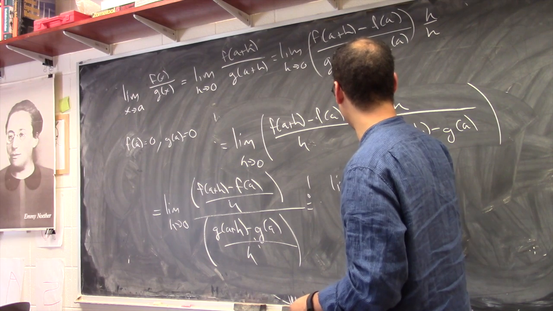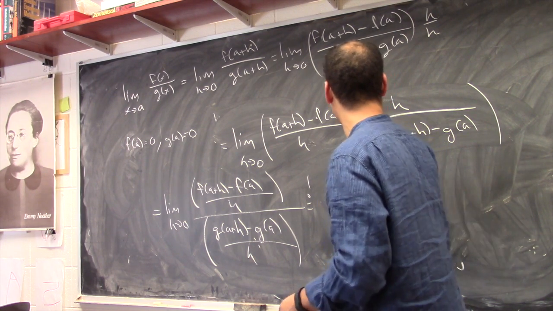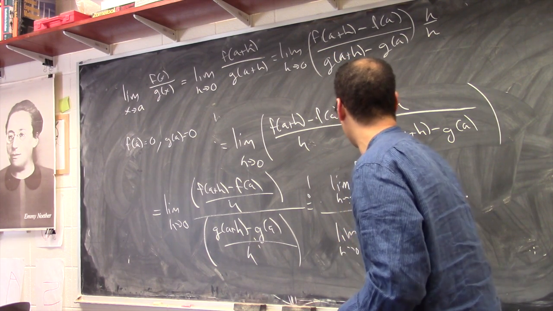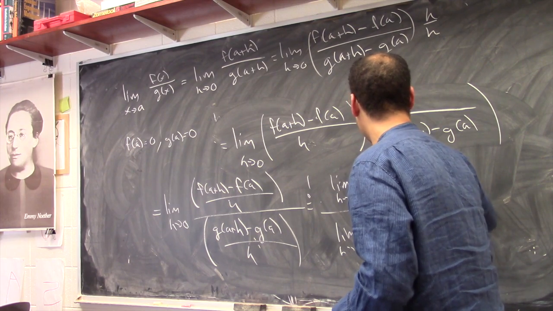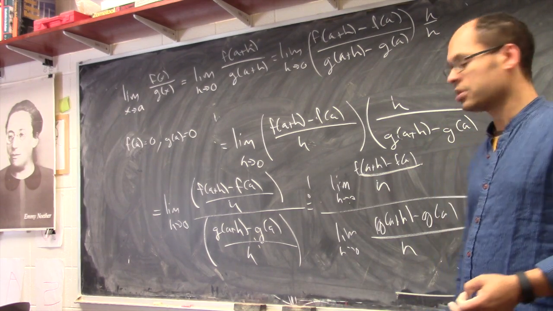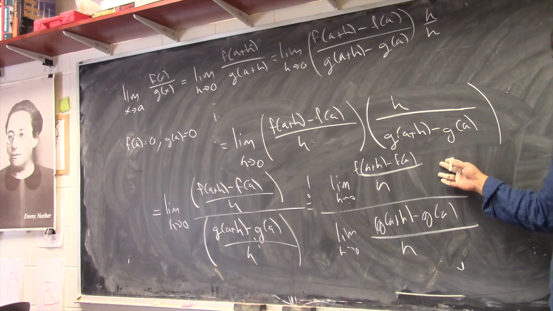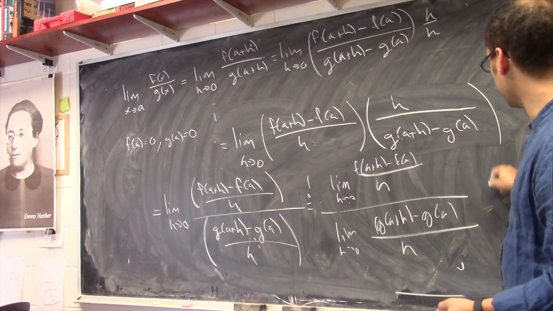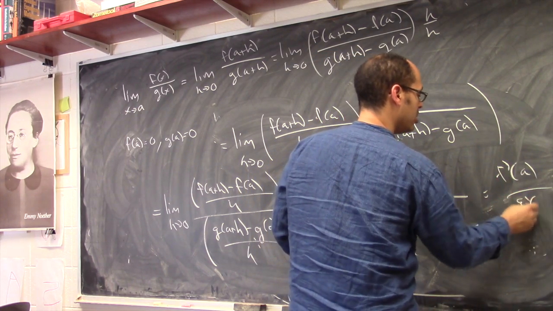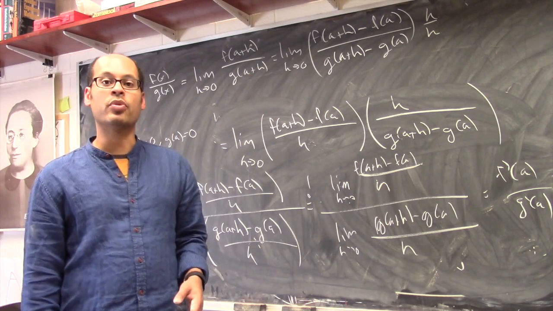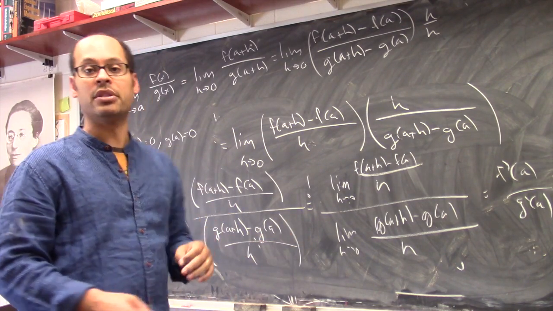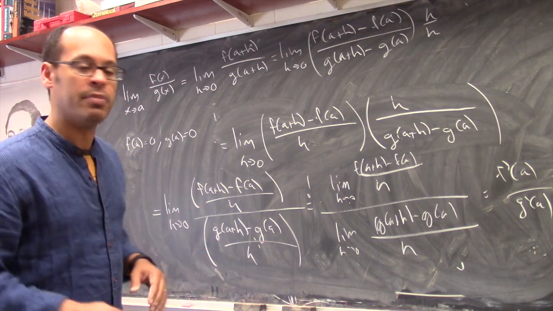So I get the limit as h goes to 0 of f of a plus h minus f of a over h, divided by the limit as h goes to 0 of g of a plus h minus g of a over h. But what are these things? This top is by definition the derivative of f, and the bottom is the derivative of g. So this is f prime of a over g prime of a. So in other words, if you can take the derivative and just plug in, you get the same answer as your original limit.